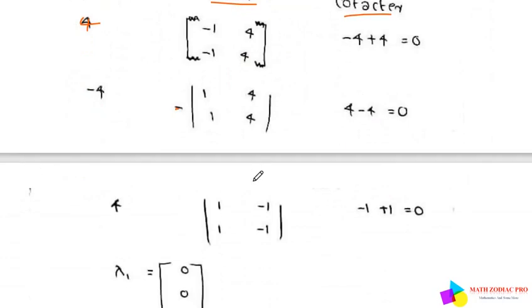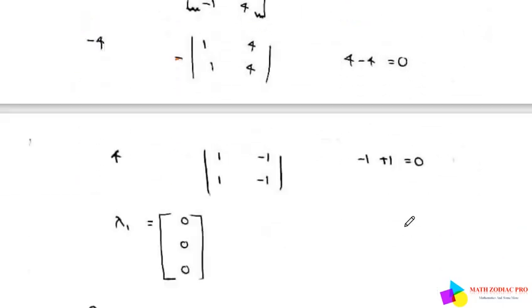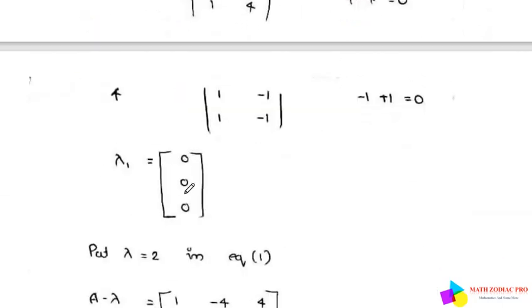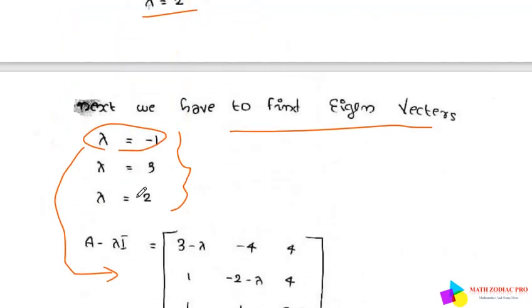And the final one is this 4. For the corresponding rows and columns, we get the minor 1, minus 1; 1, minus 1. So the cofactor is minus 1 plus 1 equal to 0. So the value for lambda 1 is 0, 0, 0. We have to write it in a column. Next, we have to put lambda equal to 2.